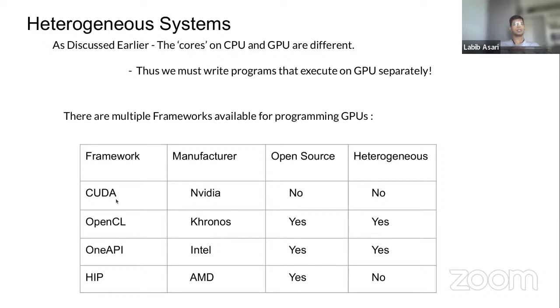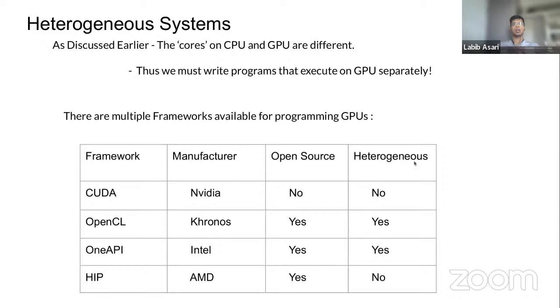So CUDA stands for Compute Unified Device Architecture. This is developed by NVIDIA, and it's proprietary software designed specifically for NVIDIA GPUs. So it's not open source and it's not heterogeneous.